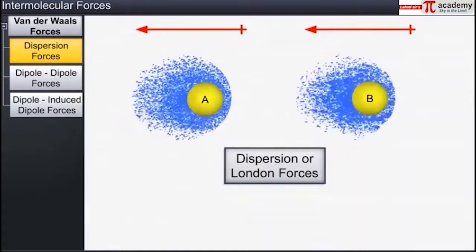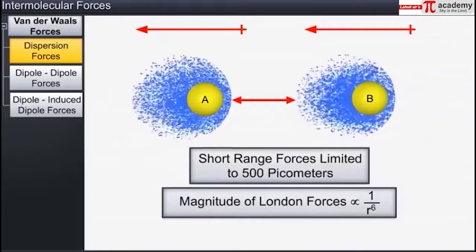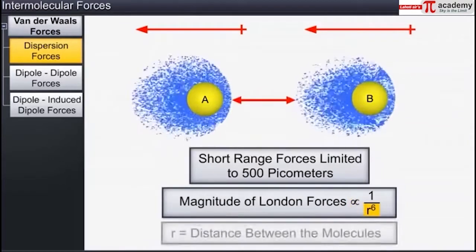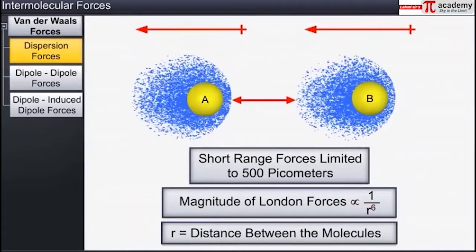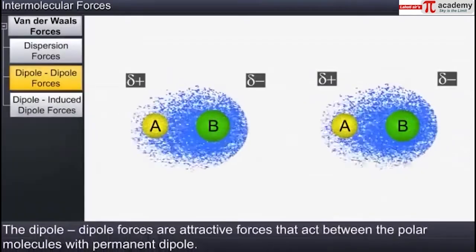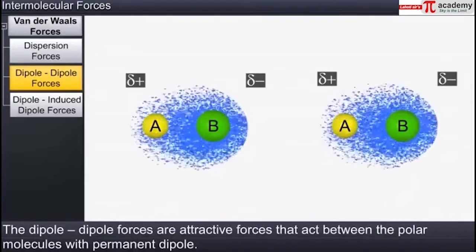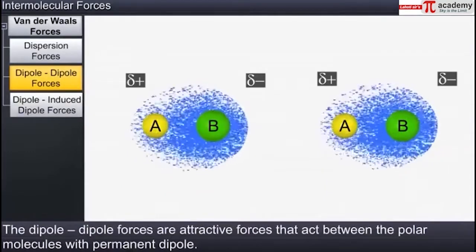This force is important only at a short distance, which is limited to 500 picometers, and is inversely proportional to the sixth power of the distance between the two molecules. Another type of intermolecular force is dipole-dipole forces. The dipole-dipole forces are attractive forces that act between the polar molecules with permanent dipole.